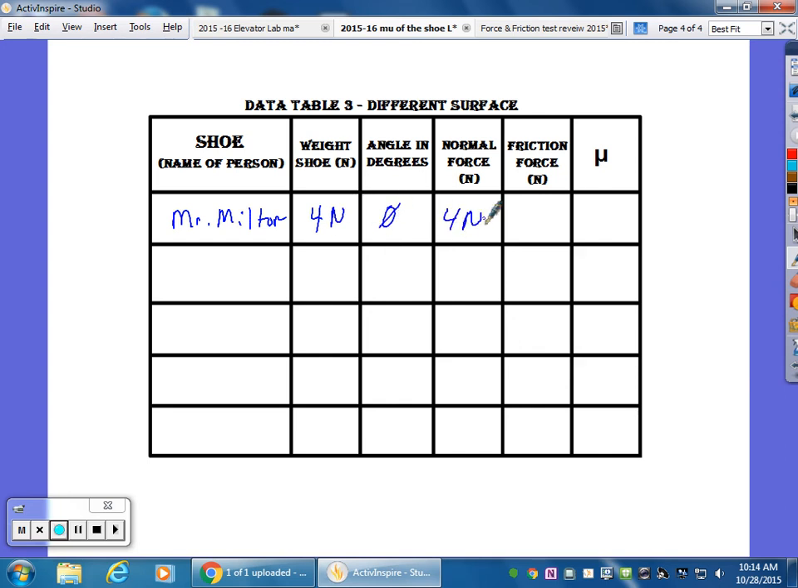Then dragging it on the wood this time gave me 2.8 newtons. That's quite a bit more friction on the wood, which we would expect since it's a lot coarser. That gives me a mu of 0.7. And that's basically how you would do this data sheet.